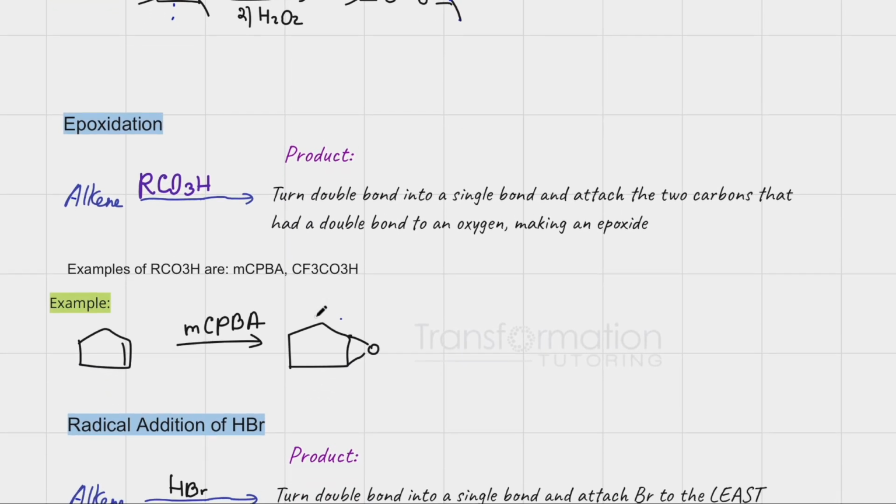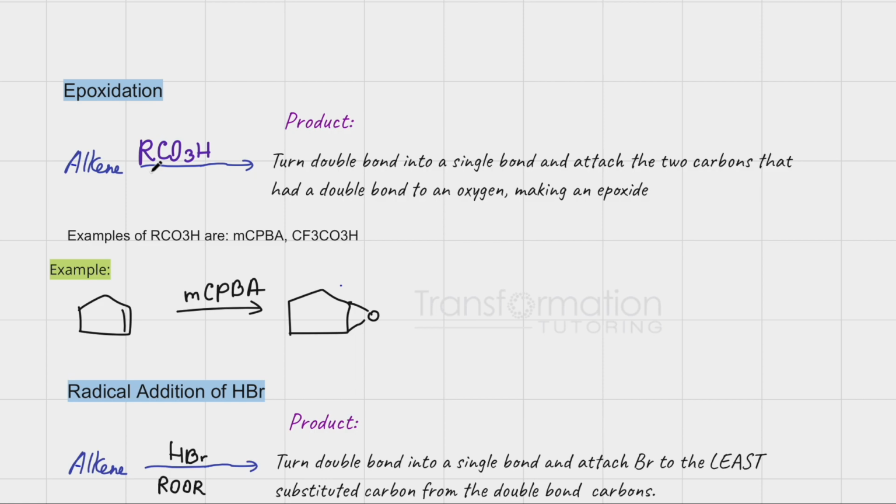Next reaction is called epoxidation. Epoxidation makes an epoxide. What is that? Well, let's start from the beginning. Again, I start with an alkene. My reagent is RCO3H. RCO3H is a peroxy acid. Examples of RCO3H could be MCPBA, or for example CF3CO3H. MCPBA, I would say, is the most popular reagent used by professors.